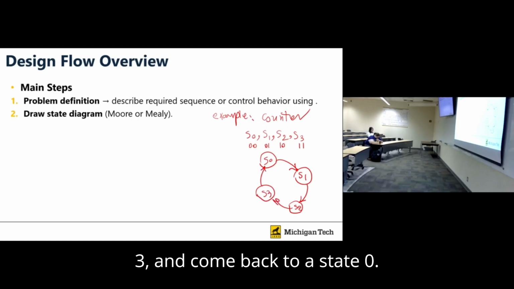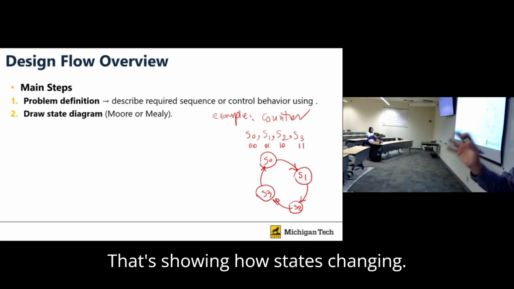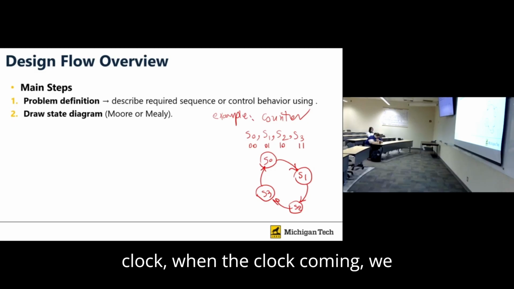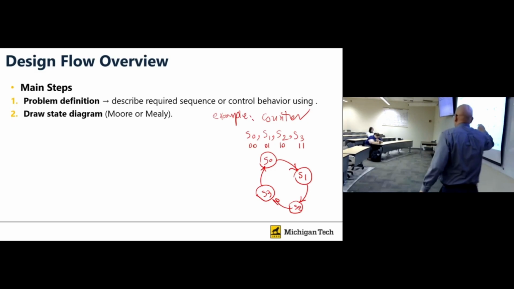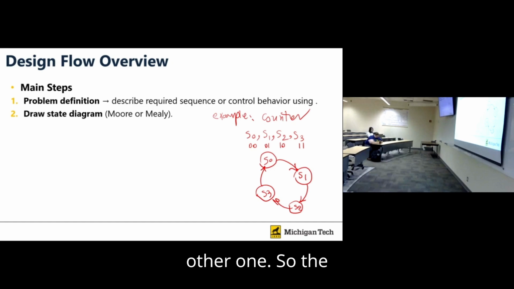3, and come back to state 0. This is called a state diagram. That's showing how the state is changing, because we need to know in each clock, when the clock comes, we are transferring from one state to the other one. So the input for the transition is the clock. Okay? So that's the second step: draw a state diagram based off Moore or Mealy.